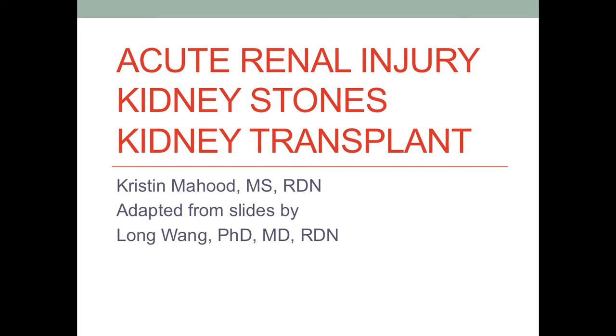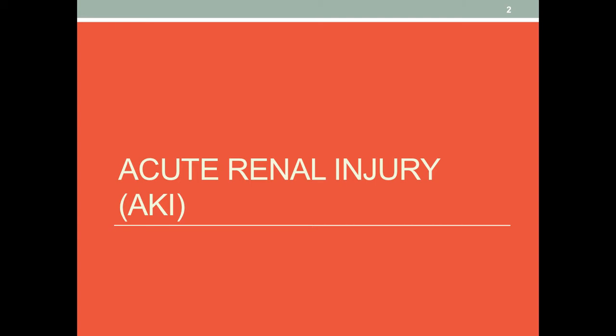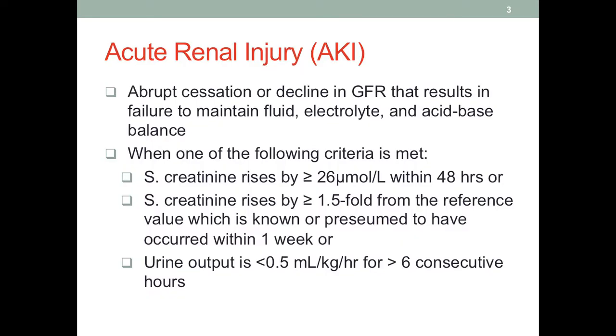This series of lectures will cover acute medical conditions involving the renal system. So first we will go over acute renal injury. This refers to the abrupt cessation or decline in GFR. And as a result, the kidney has failure to maintain fluid, electrolytes, and acid-base balance.